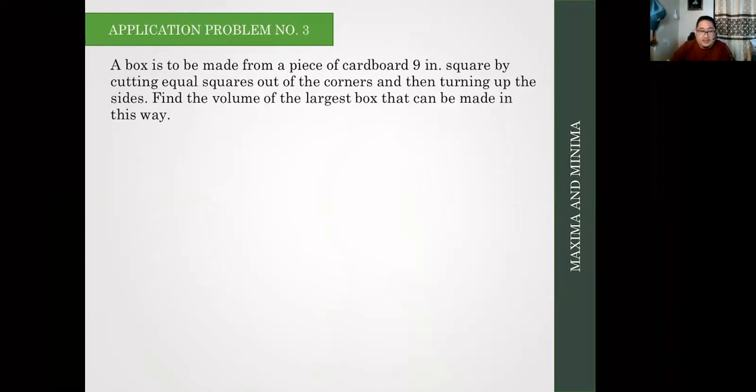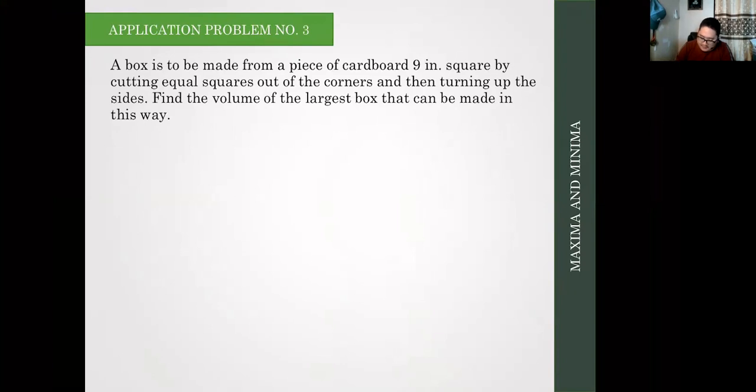Sige, discuss ko na din to. Okay, so a box is to be made from a piece of cardboard 9-inch square by cutting equal squares out of the corners and then turning up the sides. Find the volume of the largest box that can be made in this way. So, paano daw ba yung nangyayari?